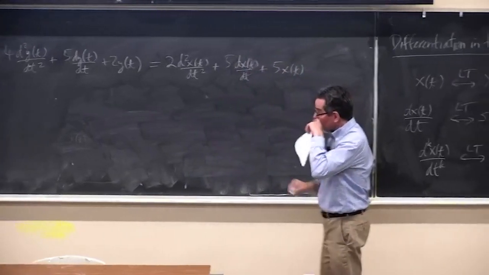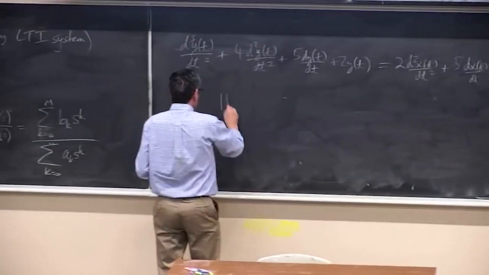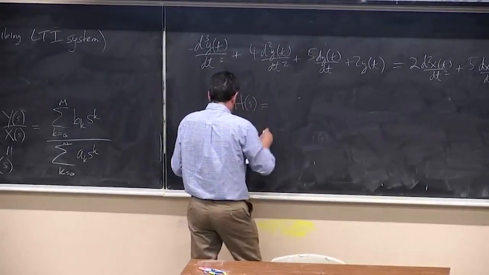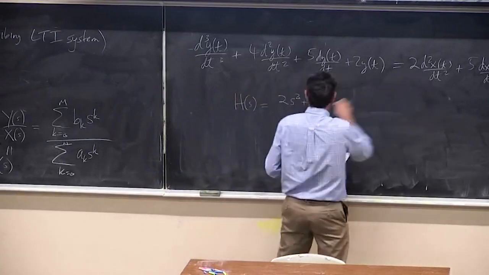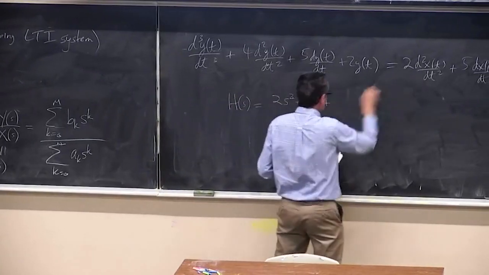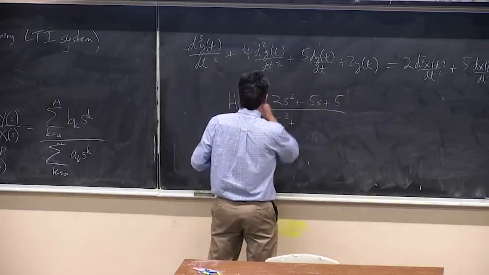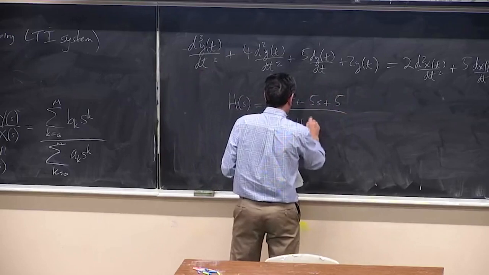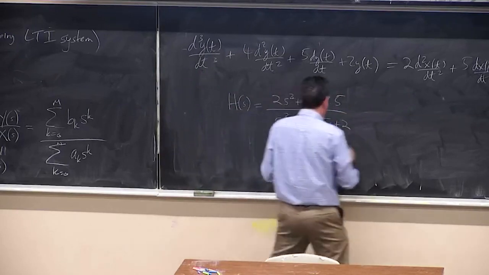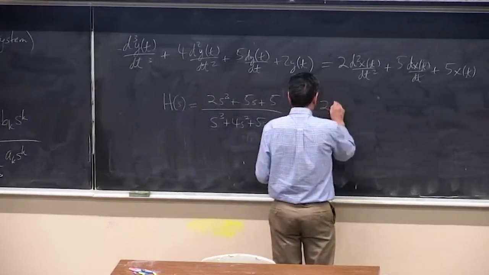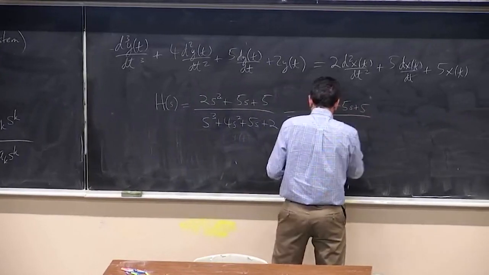Okay, so now when I go through this transformation to the algebraic domain, I'll just show you exactly what I get for H(s). It's going to be 2s squared plus 5s plus 5 divided by s cubed plus 4s squared plus 5s plus 2. And when I go through the factorization, I'm just going to worry about factoring the denominator. I get something that looks like this.